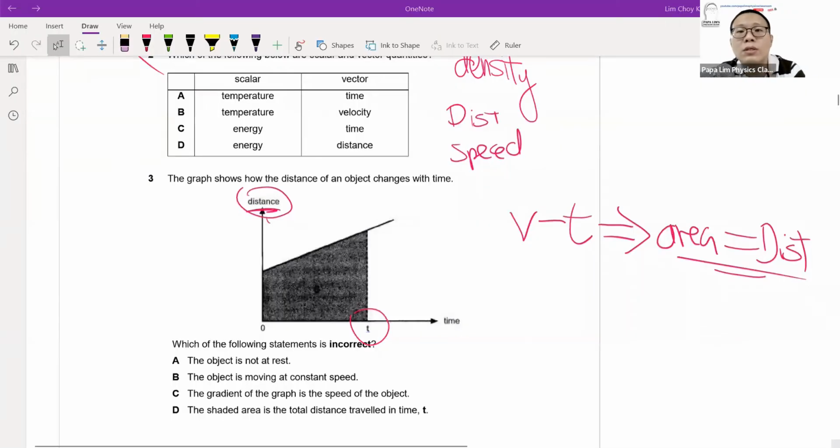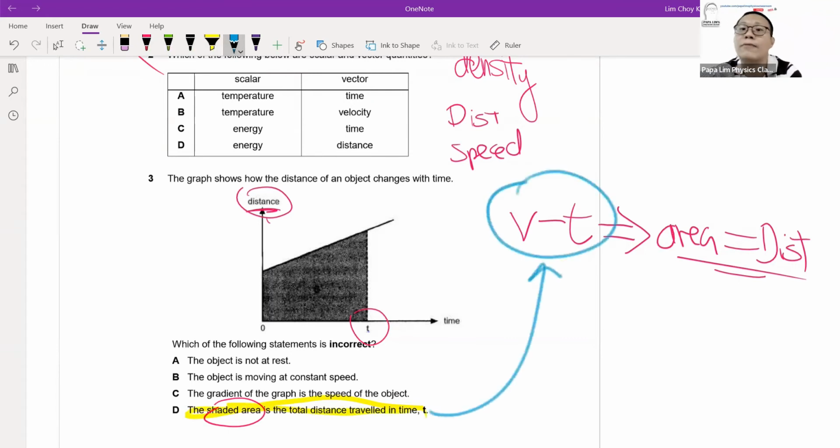Once you notice the differences, you can straight away narrow down onto the references to the shaded area. Shaded area is distance. This only makes sense if the graph you are looking at is a velocity-time graph. In a velocity-time graph, the area under the graph is the distance traveled, but not in a distance-time graph. So note the differences.